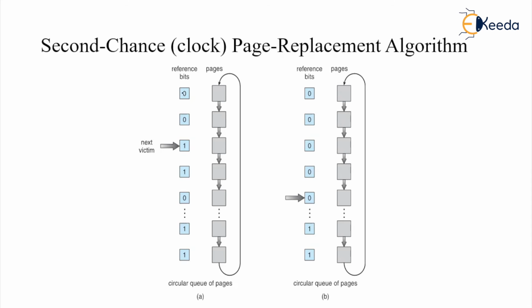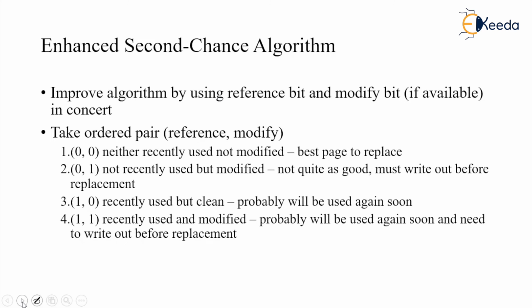So here we have a circular queue of the pages. The diagram is suggesting only one thing, that this is a circular queue where we are maintaining the order. This reference bit will be set to 0, this reference bit will be set to 0, and this is the next victim. So this is going to replace the page. I hope it is clear to you.